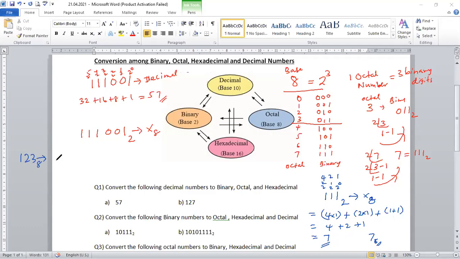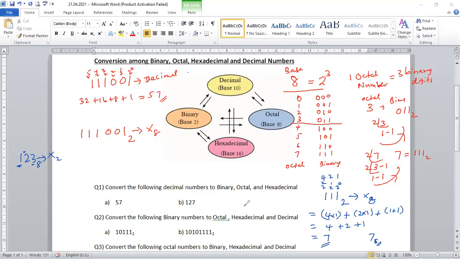They are asking to convert this one to binary. So how can you do this? 1, 2, 3. Each number you have to represent in binary.